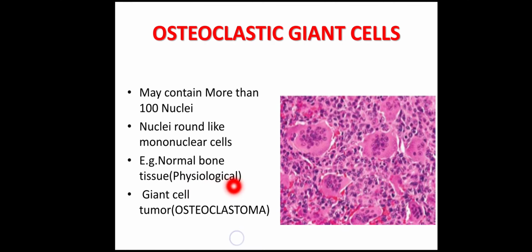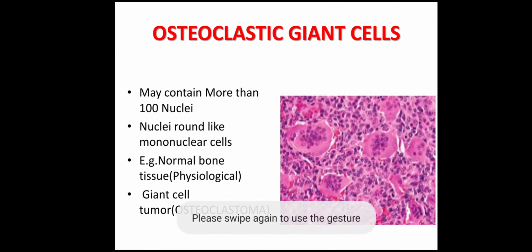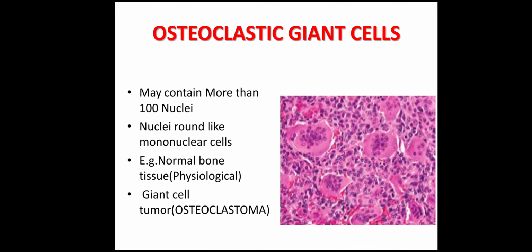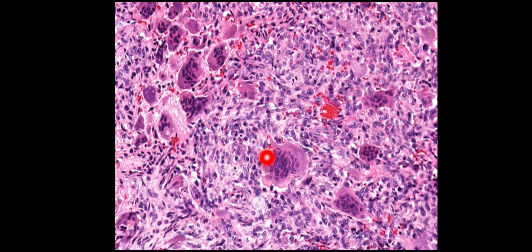Again, in the giant cell tumor of bone, this is the non-neoplastic element. The stromal cells are the neoplastic element, and these osteoclastic giant cells are formed by the fusion of the mononuclear cells. Again, this is a giant cell tumor which shows numerous osteoclastic giant cells which are uniformly spread in the tissue.